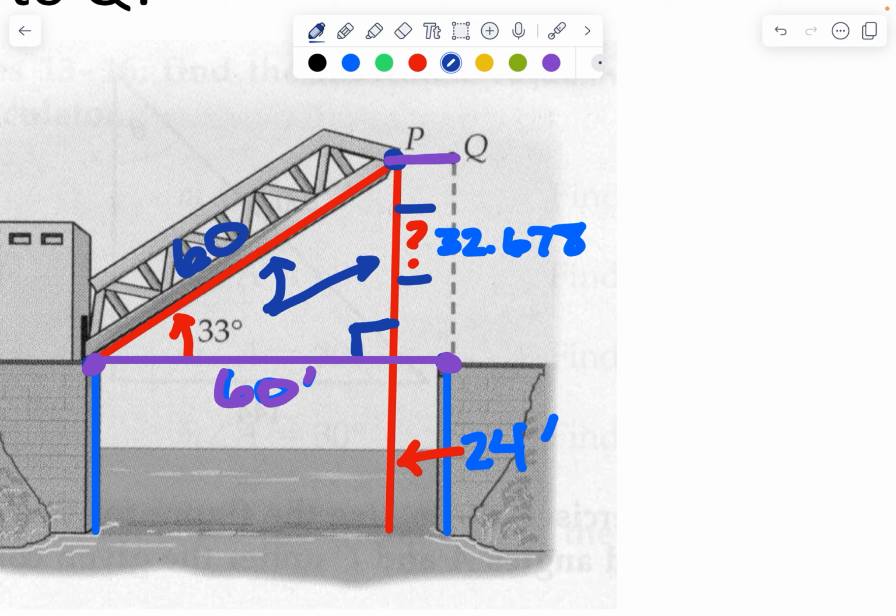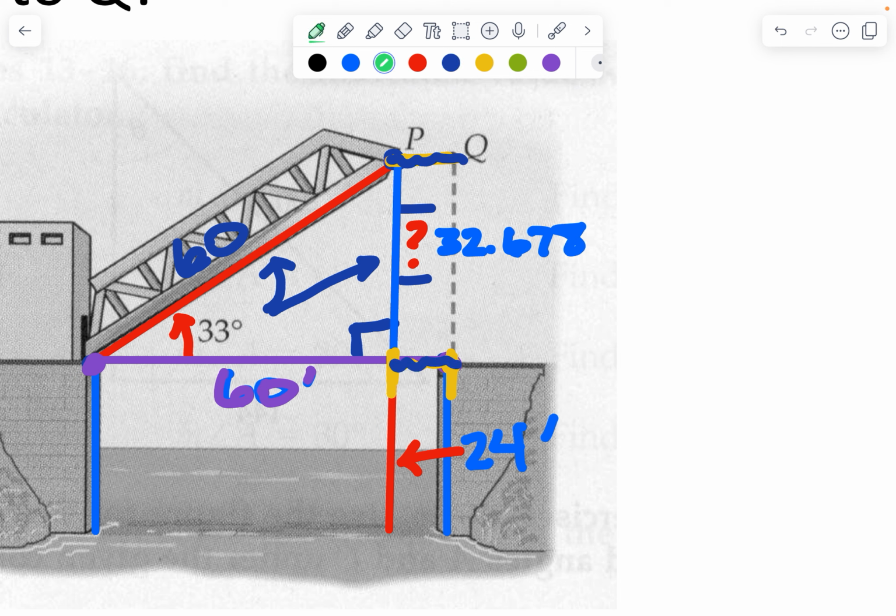We want to know what distance it's short when the bridge is up in the air. I want to know how much distance there is from the end of that bridge to where it would normally touch down if the bridge was down. And so we're looking for this little segment right here and right here. Those correspond with each other.